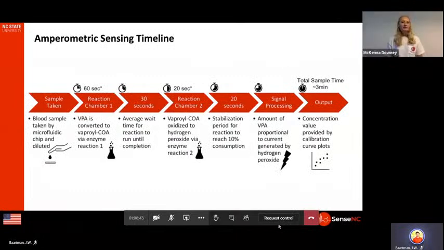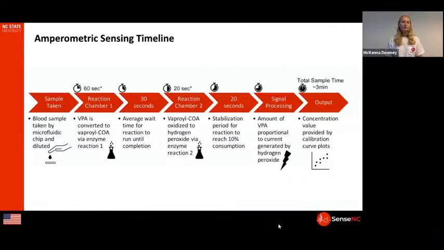The total predicted time for our sensor to produce a reading from the time the sample is taken is about 3 minutes. Once the sample is taken, the serum goes to the first reaction chamber, E1, to produce acyl CoA, where it runs to completion. An extra 30 seconds is allotted to ensure the reaction comes to a completion no matter the initial concentration of VPA. Next, the product will move to the second reaction chamber where the acyl CoA is oxidized into hydrogen peroxide. This reaction utilizes a 20-second stabilization period to reach 10% consumption. Lastly, the signal processing is utilized to find the amount of VPA from the current and an output is generated.